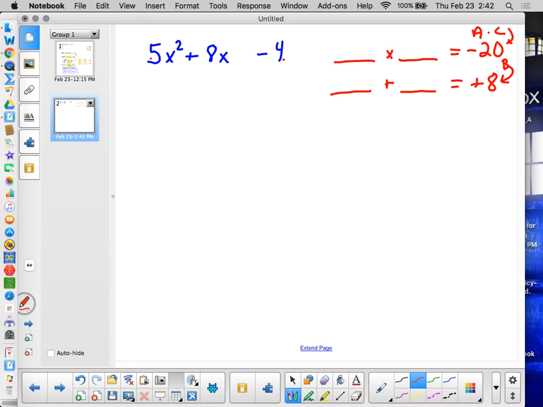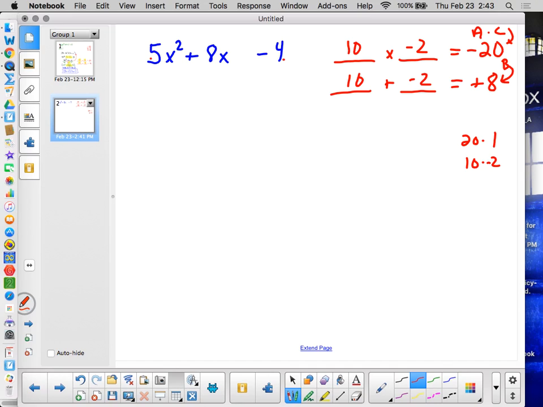Well, the factors of 20 are 20 and 1. That's not going to give me an 8. How about 10 and 2? Well, 10 plus 2 is 12, but oh, it's negative 20. So one of these has to be negative. How about 10 times negative 2 and 10 plus negative 2? That would work. So 10 and negative 2 are my magic numbers.